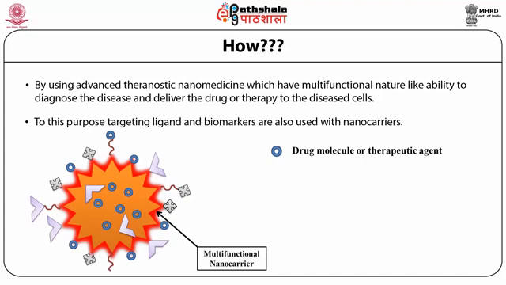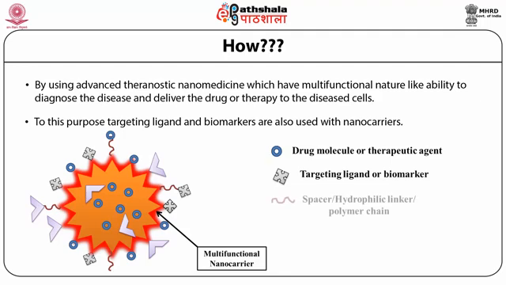The second thing, you can conjugate the targeting ligand or the biomarker on the surface of the nanocarrier. The red zigzag line shows the spacer or the hydrophilic linker or the polymer chain used to link the other functionalities to the surface of the nanocarrier. And the last is the diagnostic agent. The diagnostic agent either could be loaded into the nanocarrier or could be conjugated at the surface, either directly or by some linking agents.